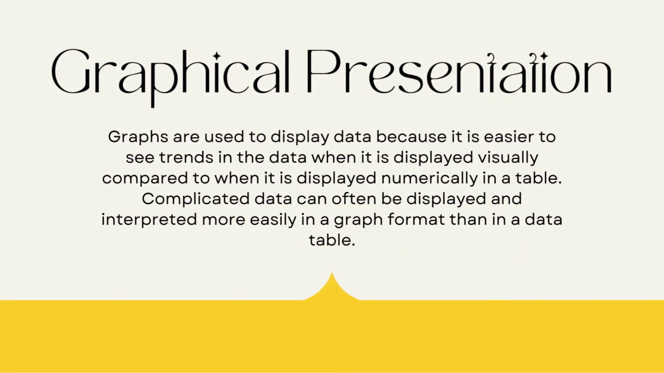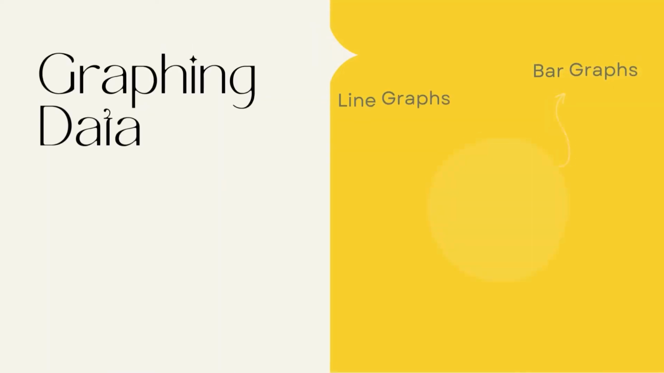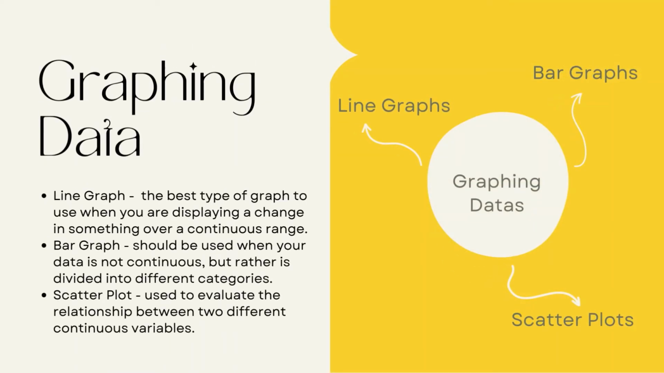So now let us proceed to the graphical presentation. Graphs are used to illustrate data because it is simpler to see trends in data when it is presented graphically rather than statistically in a table. Complicated data is typically easier to display and explain in graph style than in a data table. Line graphs, bar graphs, and scatter plots can be used to graph data.